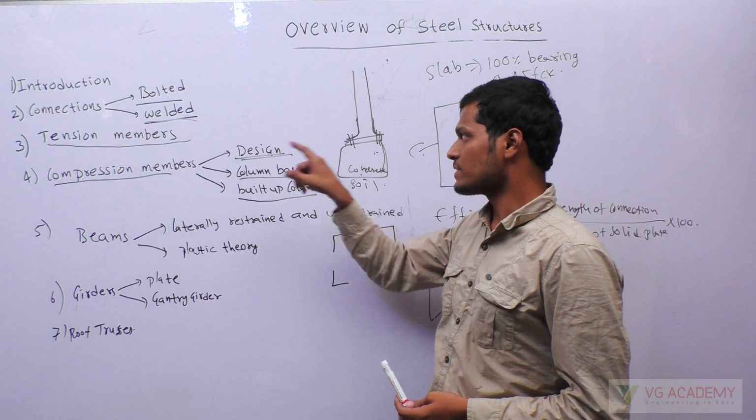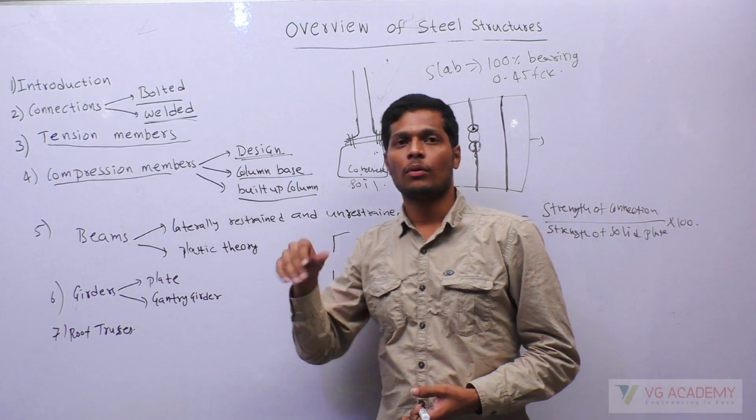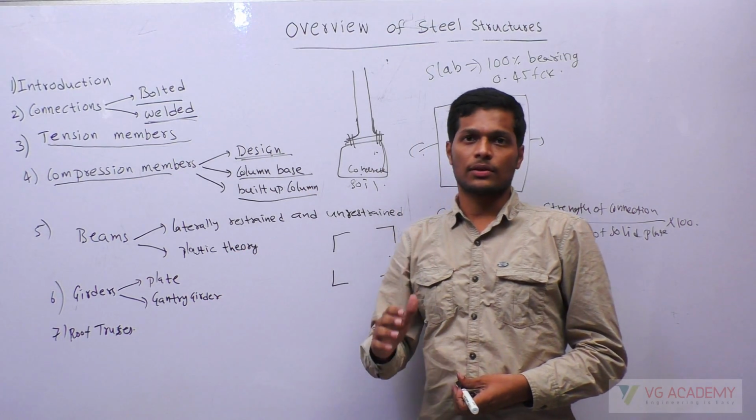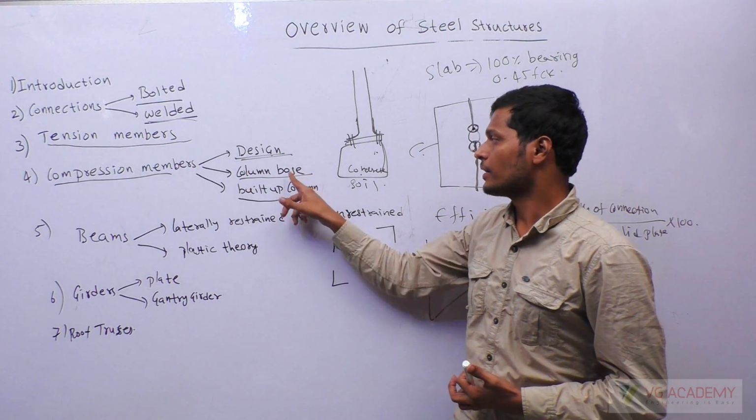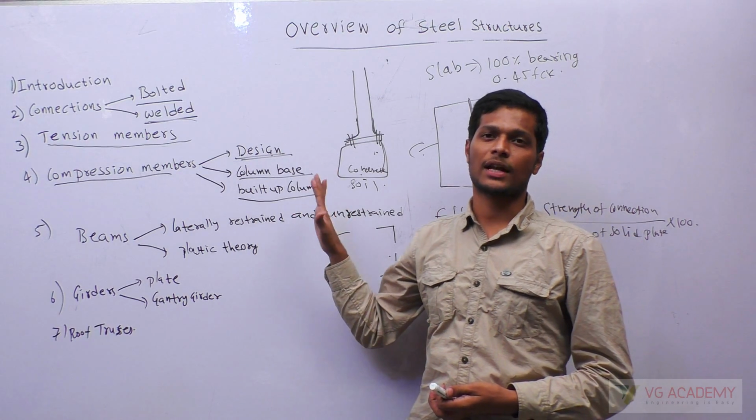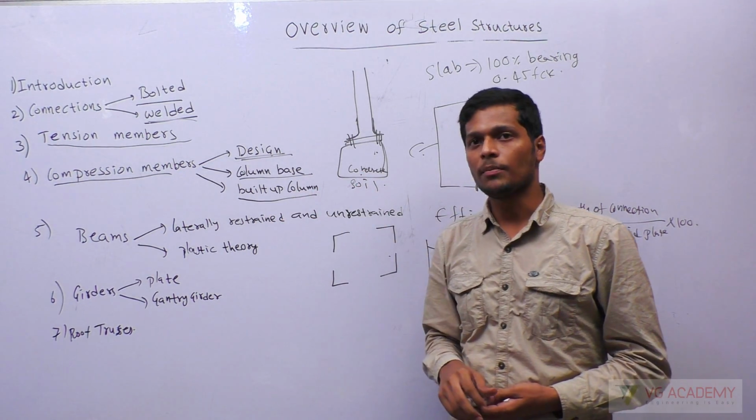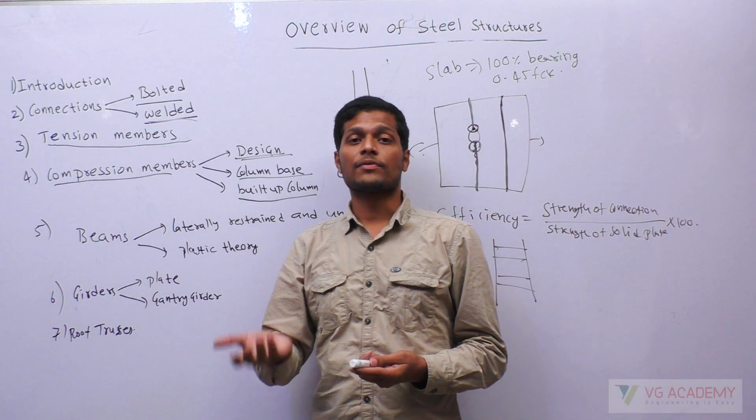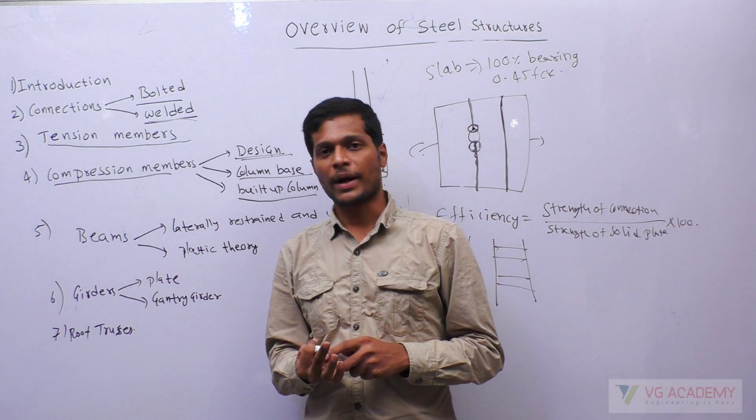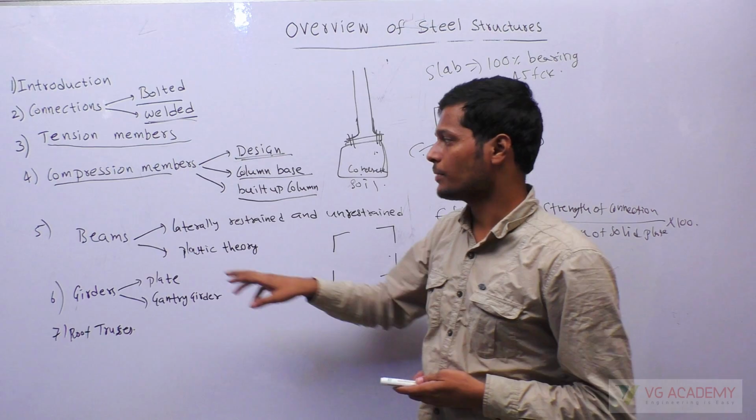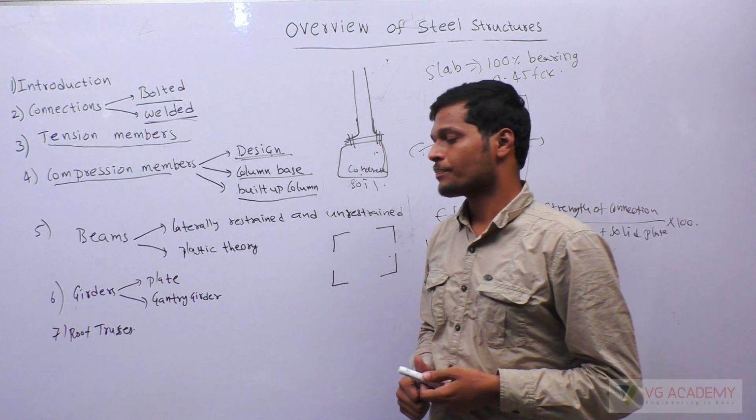In design, just remember what the effective length is. The remaining things are not important. In column base, just the basics: what is a slab base, what is a gusset base. Formulas are not important. And in built up columns, the important thing is the specifications for lacings and battens. That's all. Next, coming to beams.